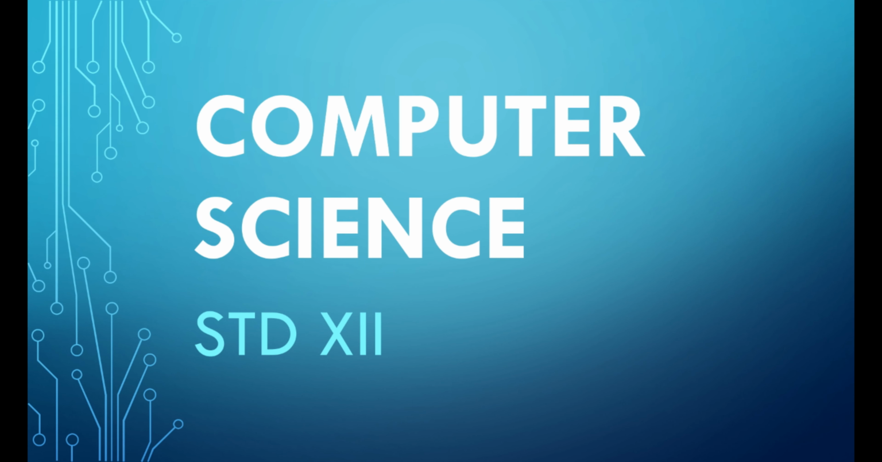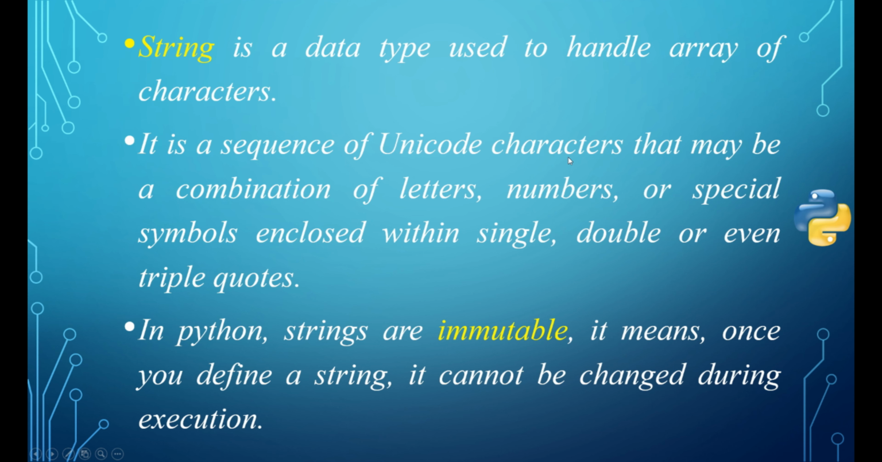We will see computer science standard 12th. The chapter is strings and string manipulations. In this chapter we will discuss: a string is a data type used to handle an array of characters.